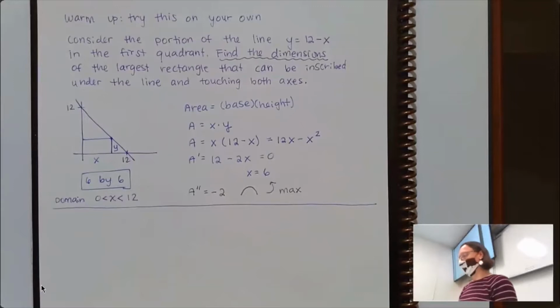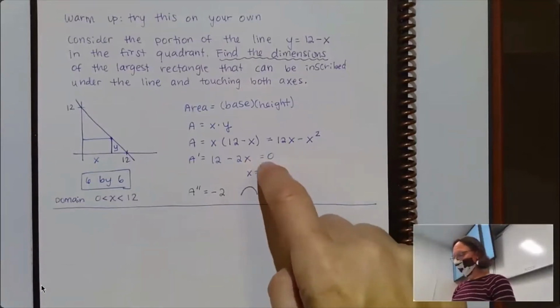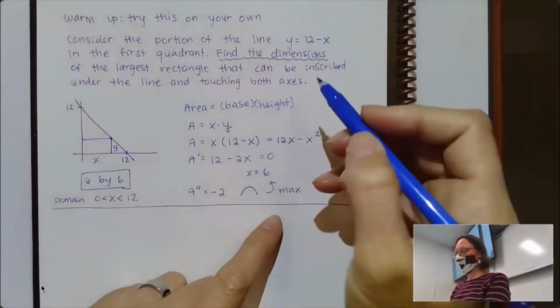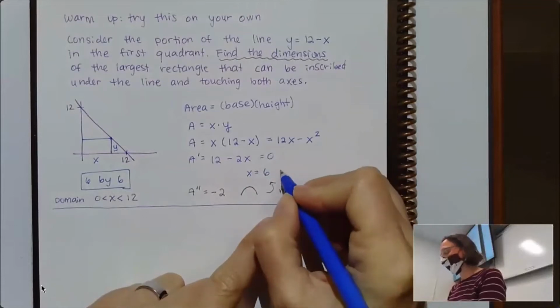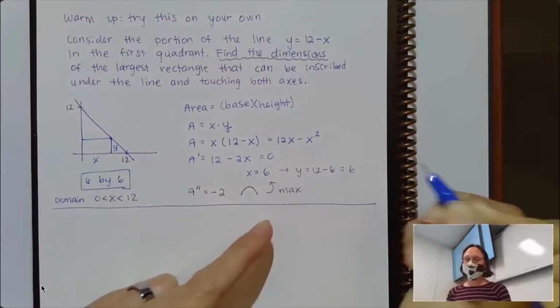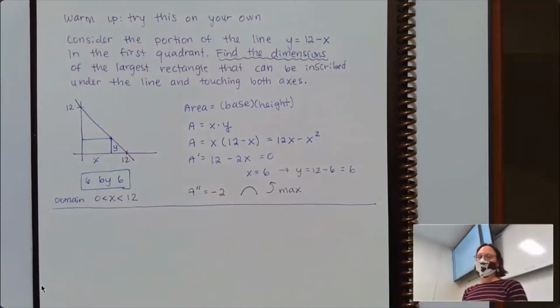Oh, and there's a question about how I got that Y was equal to 6. Once you get the value for one of the variables, we stick it into the equation to get the other one. So if X is 6, that means Y is equal to 12 minus 6, or 6 also. This one was intentionally not super messy.